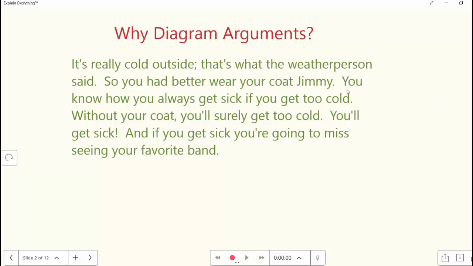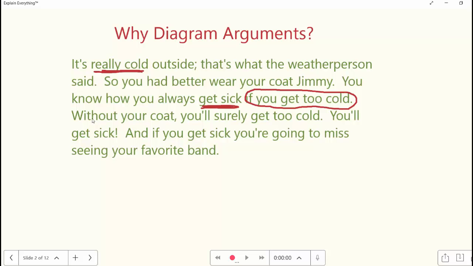So in continuing on, it says, "You know how you always get sick if you get too cold." So notice, if you get too cold, that's going to guarantee getting sick. And what we got with our inference here is that it's really cold. So we know it's cold outside, so we know that there's the risk of getting too cold. And that means we're going to get sick.